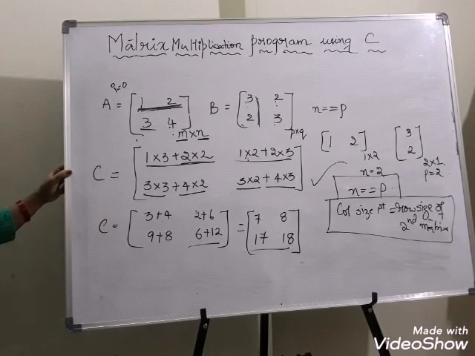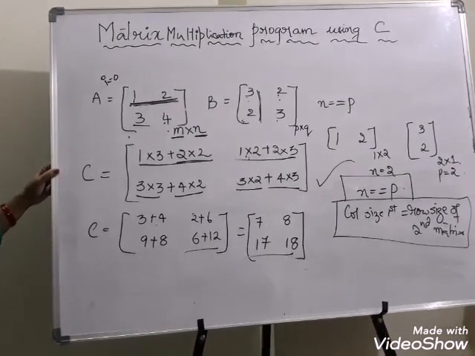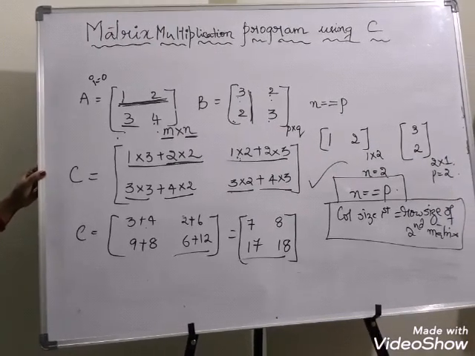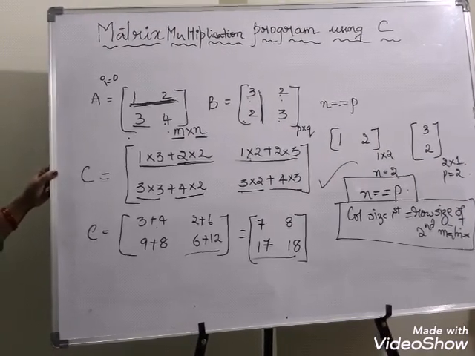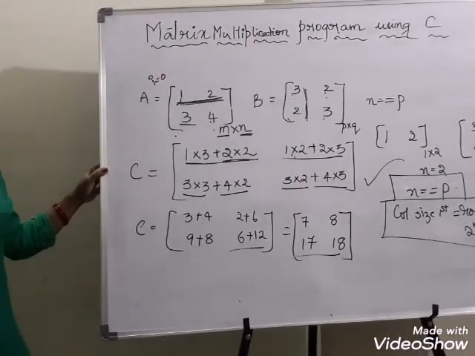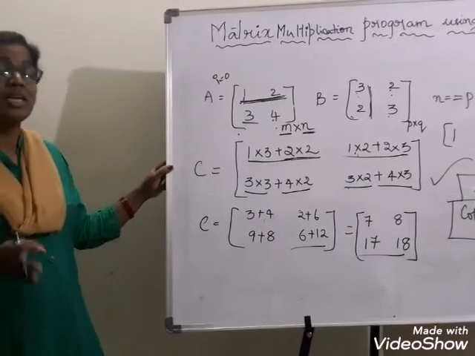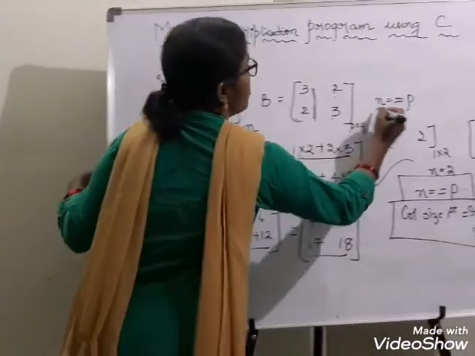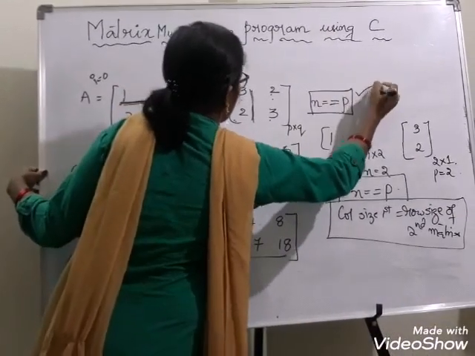So this is normal matrix multiplication in mathematics. How we have to do it in our C program, that we will see today. For that also we have to read two matrices. I will first read the first matrix. Second, I will read the second matrix only when this condition becomes true.